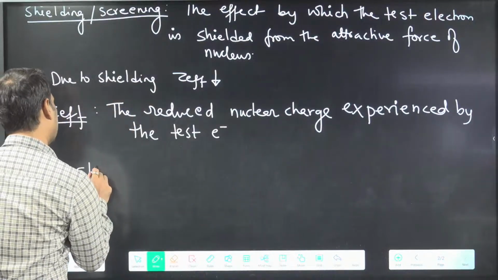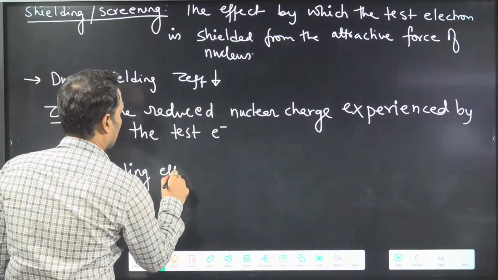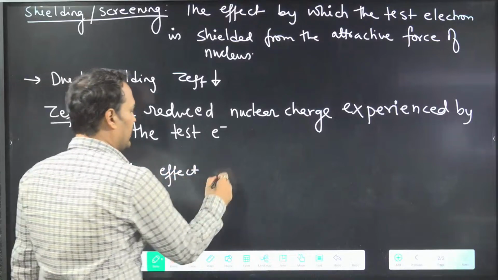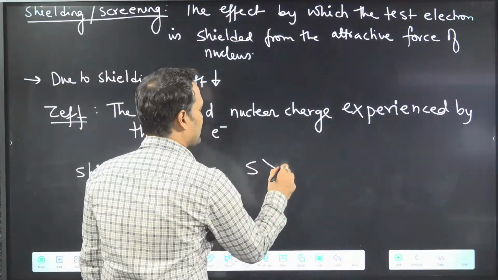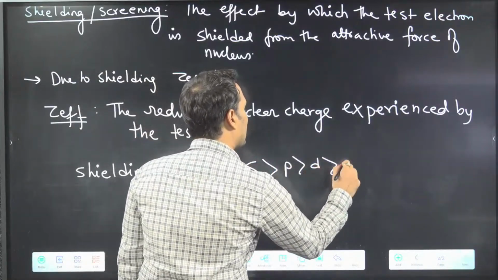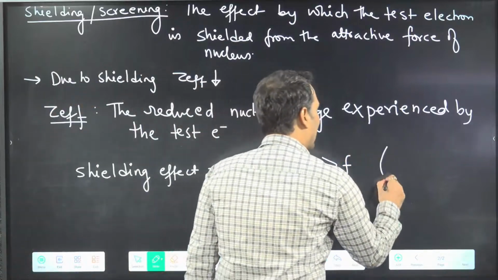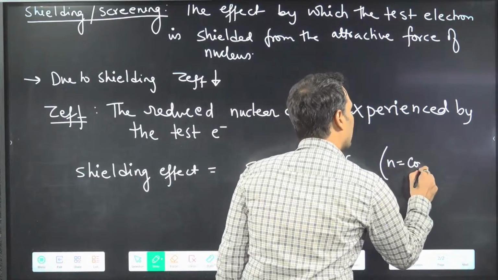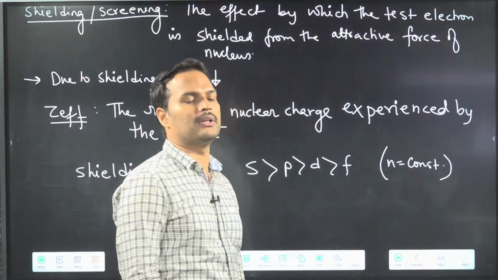Shielding effect order. Do you know the shielding effect order? What is the order of shielding effect? Anyone can tell? Generally we write S is more than P, than D, than F. But this is valid when n is constant. What is n? n is your principal quantum number.